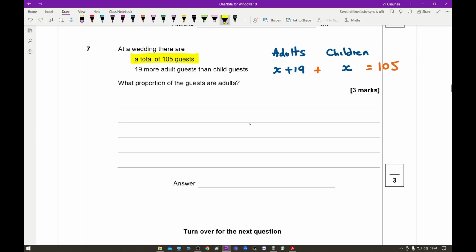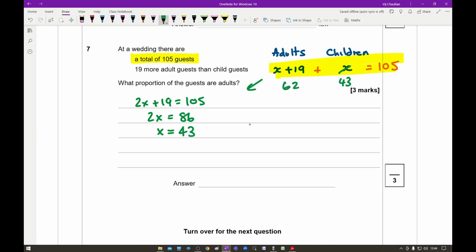Now if I take this expression that I've written, I'm going to end up with 2x plus 19 equals 105. Then I solve this equation by taking away 19, so I get 2x equals 86. So x equals 43. Now if x equals 43, that means that there are 43 children, and 43 plus 19 is 62. So here I can then work out the proportion of guests that are adults.